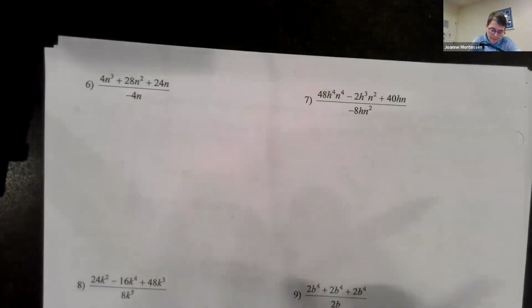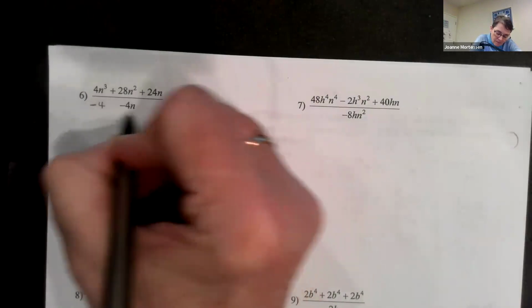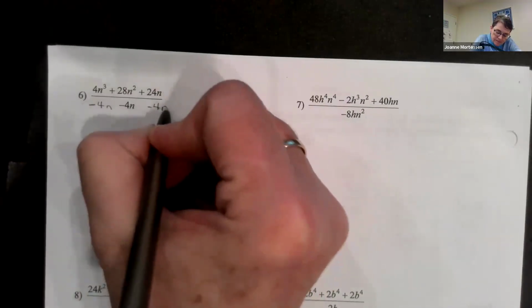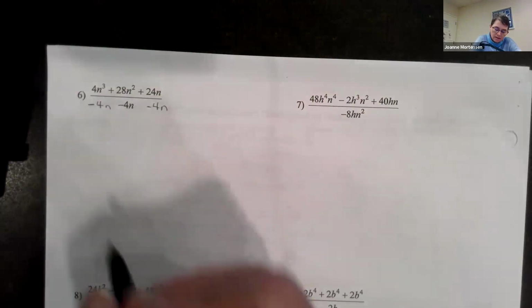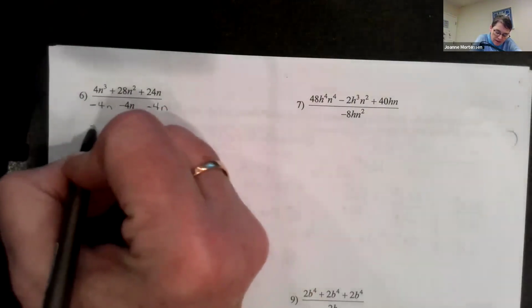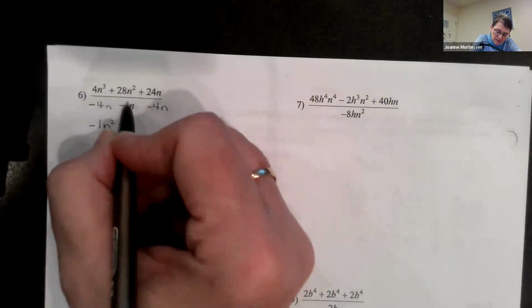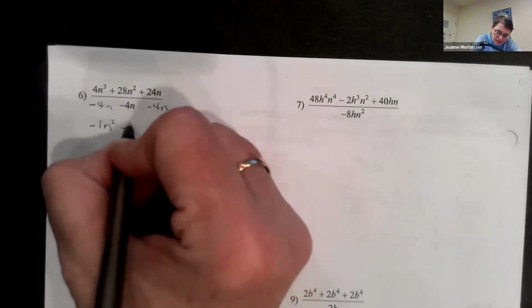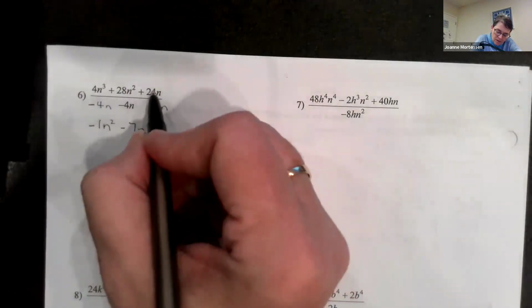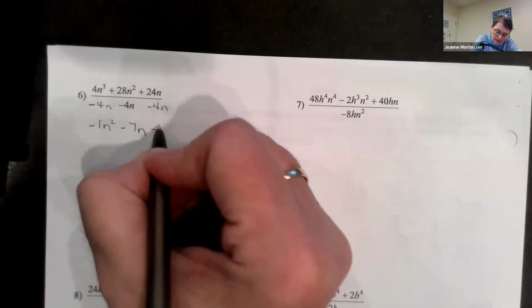All right, next page. And clearly, I left way too much space on these pages. Oh, look at this. We're dividing by a negative, so when I rewrite it, bring that negative along. So 4 divided by negative 4 is going to give me negative 1 n squared. 28 divided by negative 4 is going to give me negative 7 n, and 24 divided by negative 4 is going to give me minus 6.